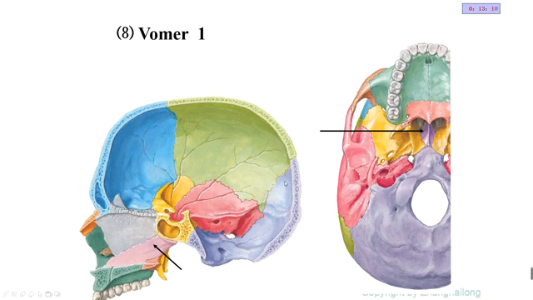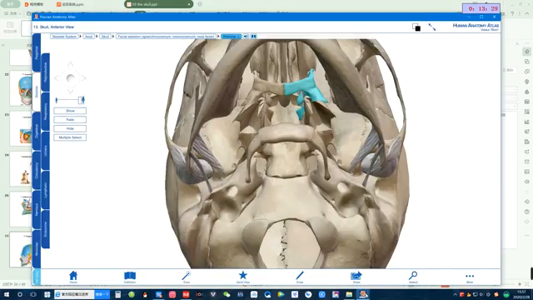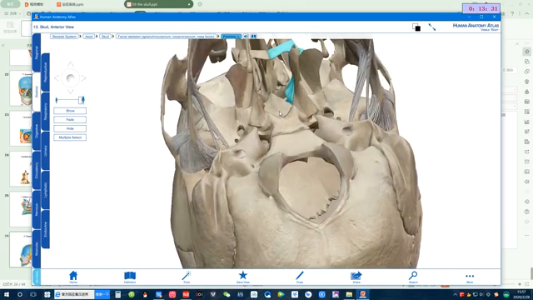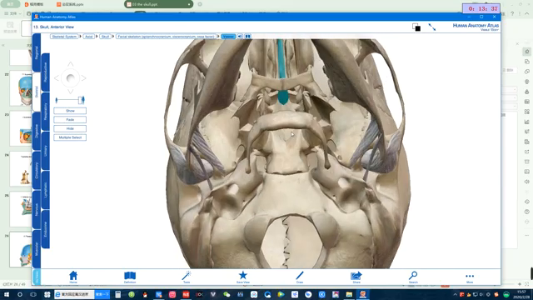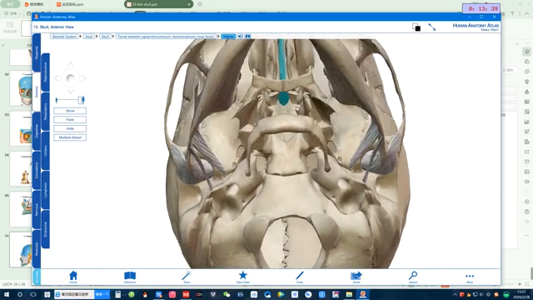Eighth, the vomer. Here, the pink is the vomer. On this picture here is the vomer. You see the vomer will form one part of the middle septum of the nasal cavity. Now let's see the software. Where is the vomer? Here. Here is the vomer. Now let's see, this is on the inferior view.